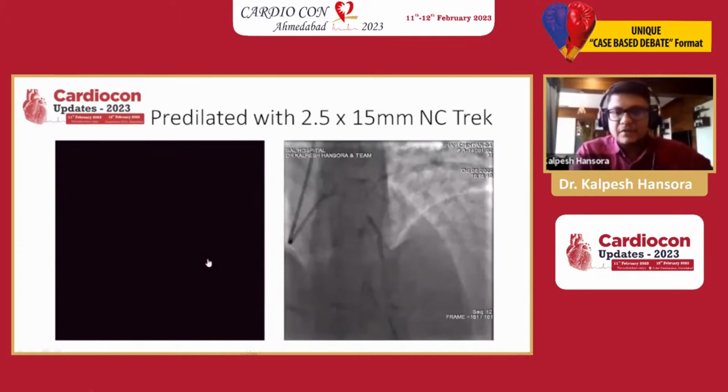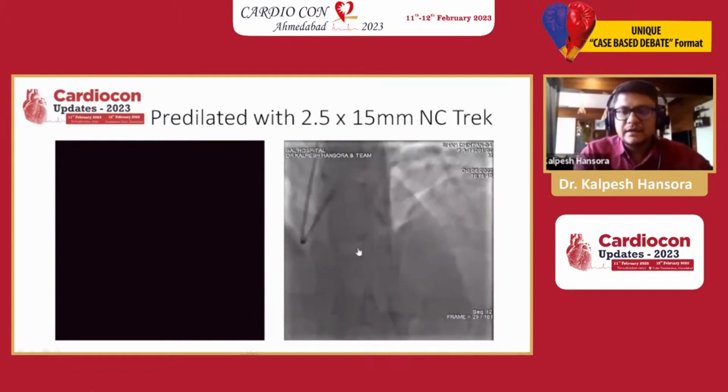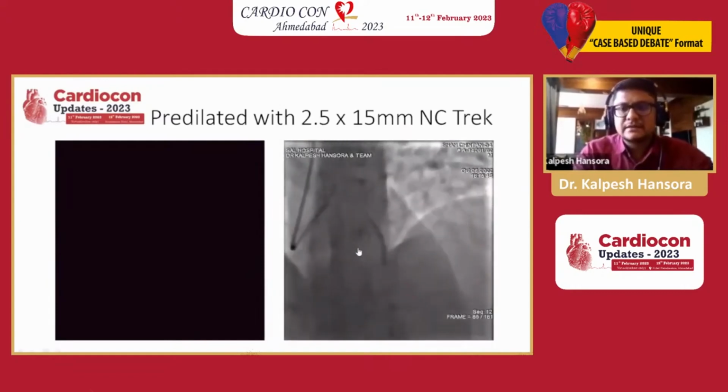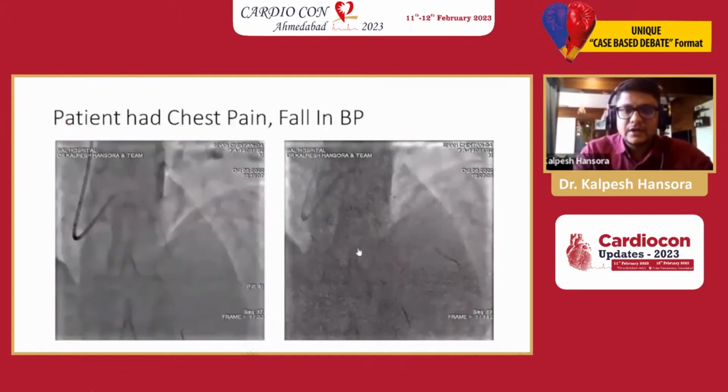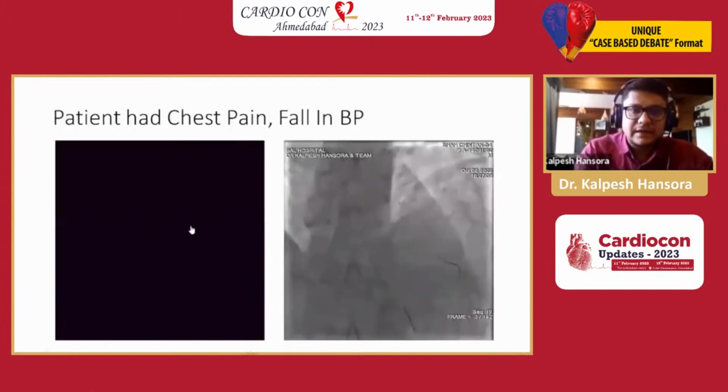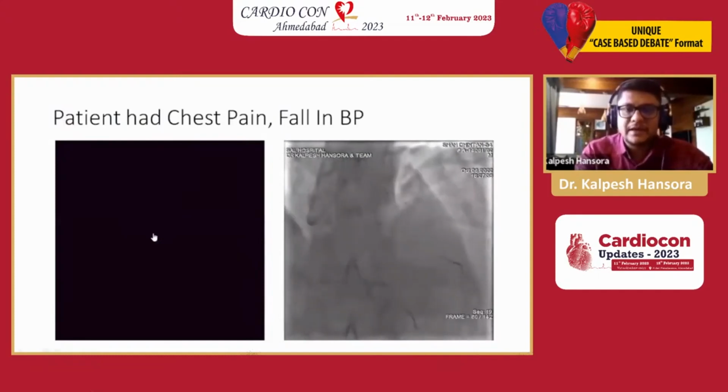But after that, we noticed that the patient had chest pain after dilating the mid LAD lesion. When we checked, there was significant narrowing due to a plaque shift in the diagonal vessel. The patient had chest pain on the table, a small fall in blood pressure, and significant changes in the ECG. So we wired the diagonal vessel also and dilated with a 1.5 by 10 millimeter semi-compliant balloon, and we re-established the flow in the diagonal vessel.